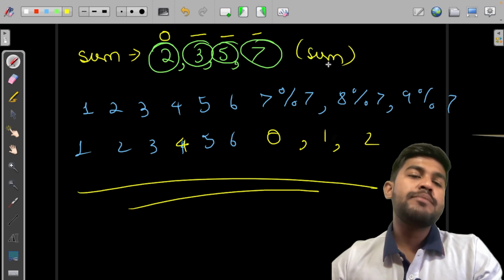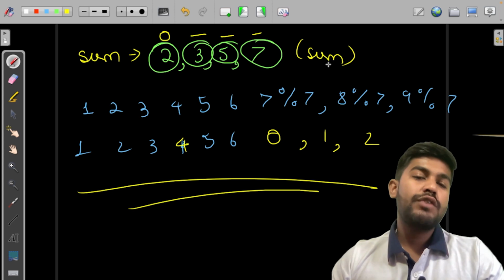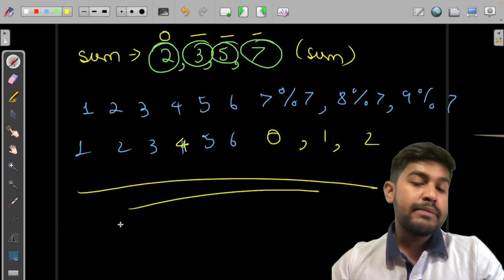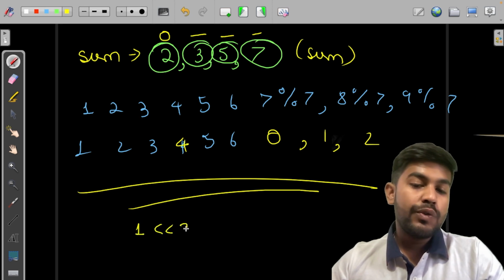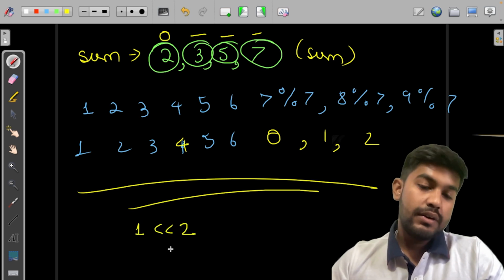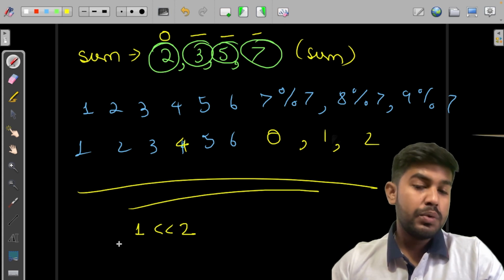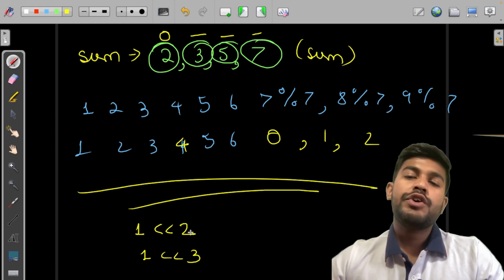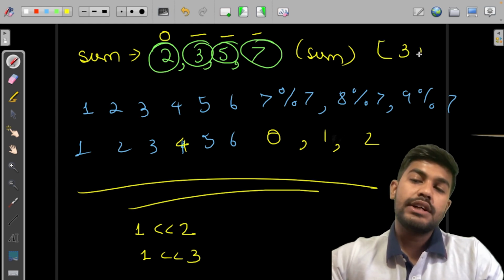To remember the sum, whether we have 7 or not, 8 or not, 2 or not, we would make use of bit masks. Suppose we want to store the value 2, we would use 1 left shift 2, 1 left shift 3 to store the value. This is how we would do it. So we would also have the state as 32.